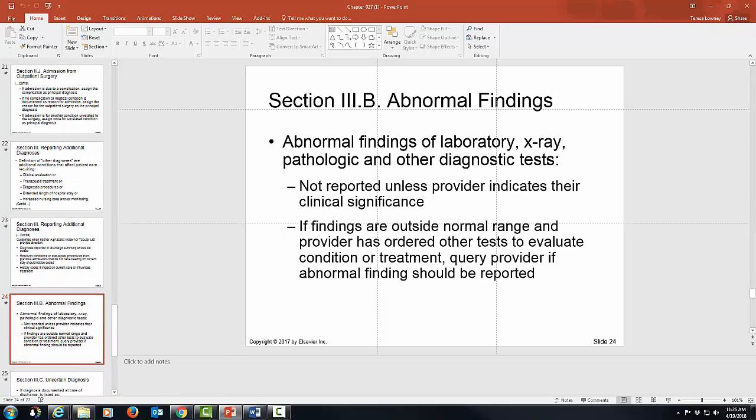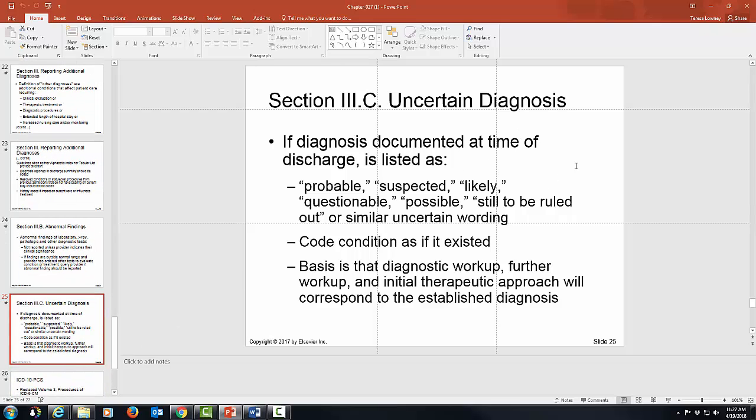Abnormal findings of X-ray, lab, pathologic, or other diagnostic tests are not reported unless the provider indicates their clinical significance. If the findings are outside the normal range and the provider has ordered additional tests to evaluate, query your provider. Ask him, should these abnormal findings be reported? Is he going to be doing further testing? If a diagnosis as documented at the time of discharge is listed as probable, suspected, likely, questionable, etc., you want to make sure that you're basing it on the diagnostic workup and that you're correlating those to the treatments.